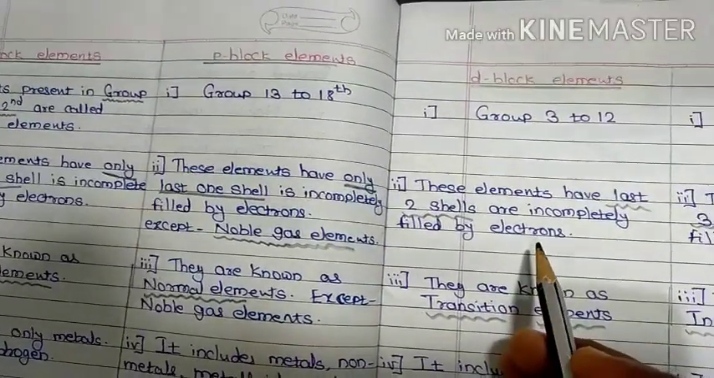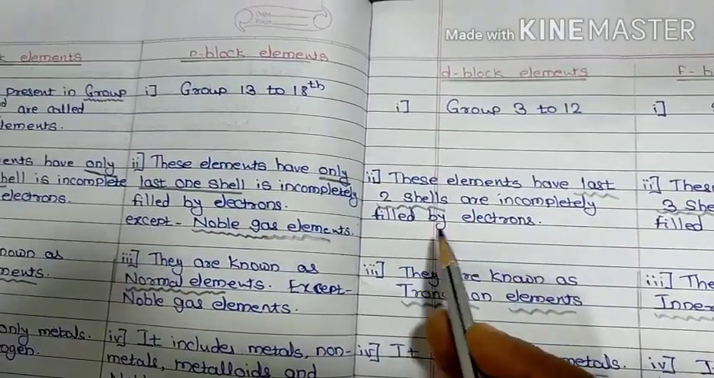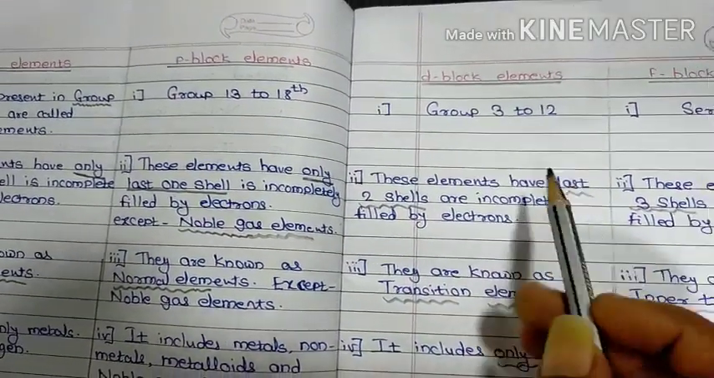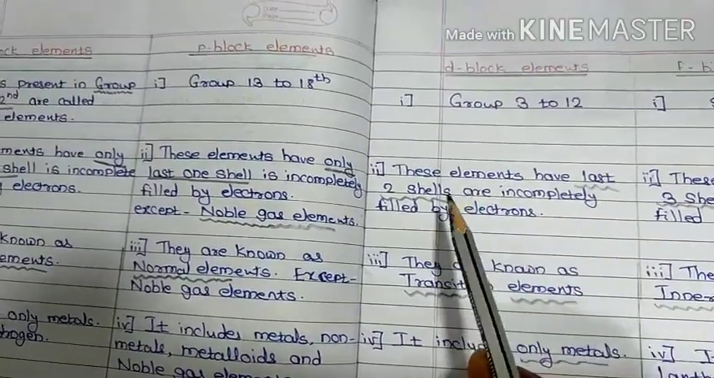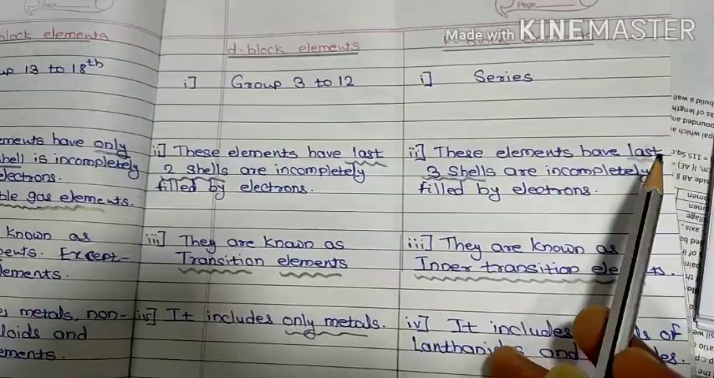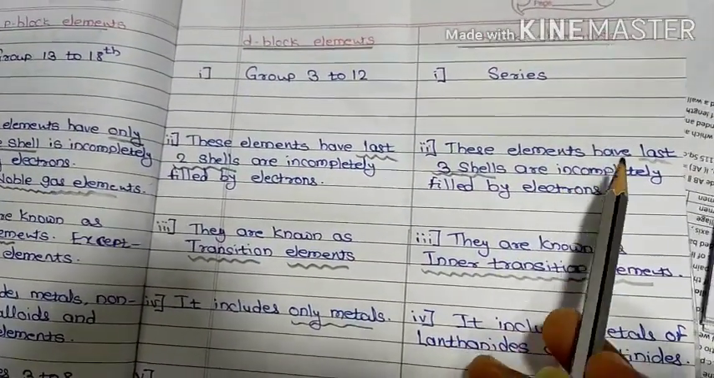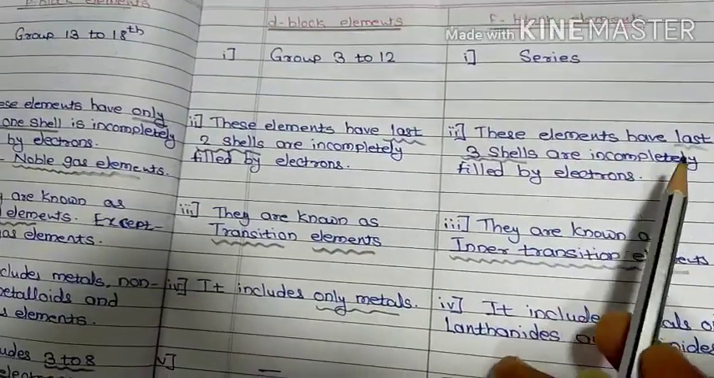For the D block, we have this information: elements have the last two shells incompletely filled by electrons. So elements from the D block have the last two shells incompletely filled. For the F block, we have the last three shells incompletely filled.